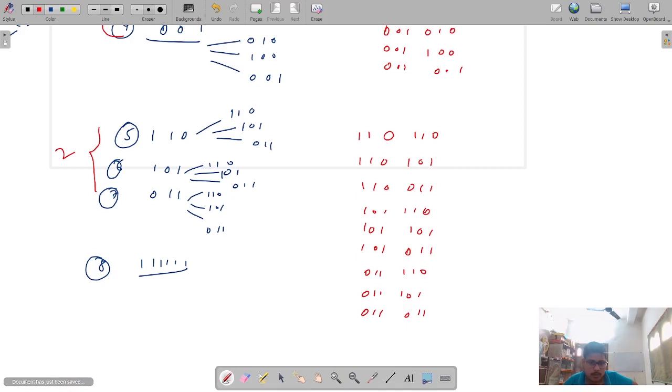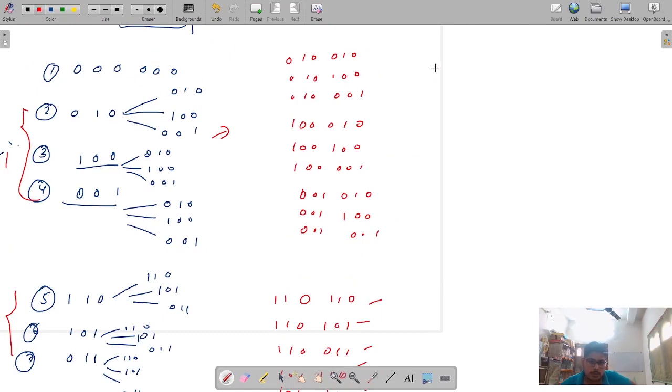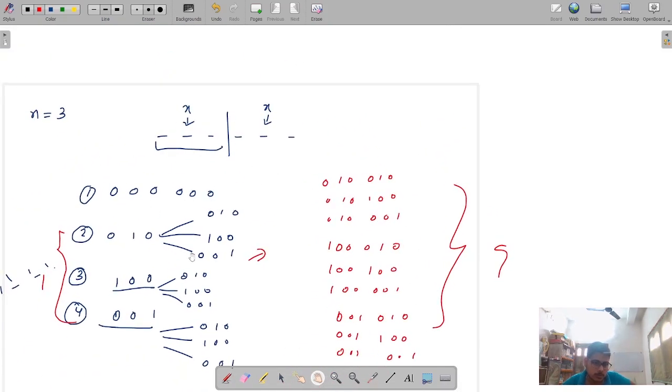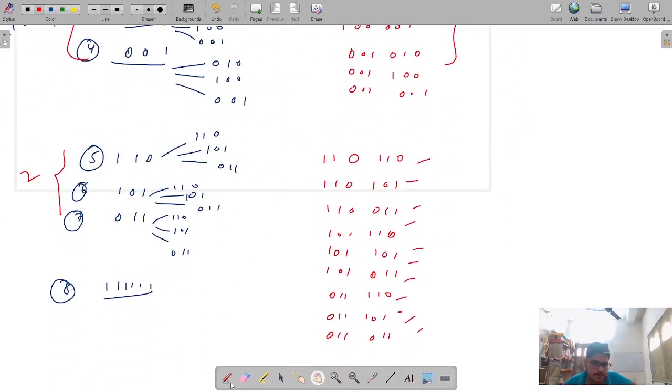0 1 1, right? So there are a total of 9 cases here: 1 2 3 4 5 6 7 8 9, right? And here also 9 cases. So 9 cases, and the first case is where all are zeros, and the last case is all ones. Okay. So you have the answer as 1 plus 9 cases plus 9 cases plus 1.